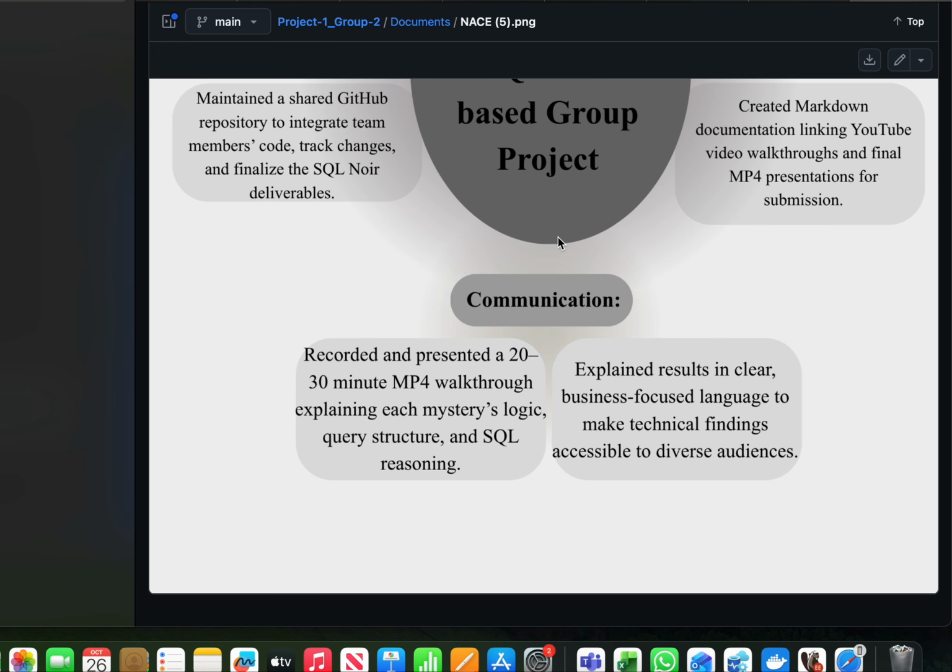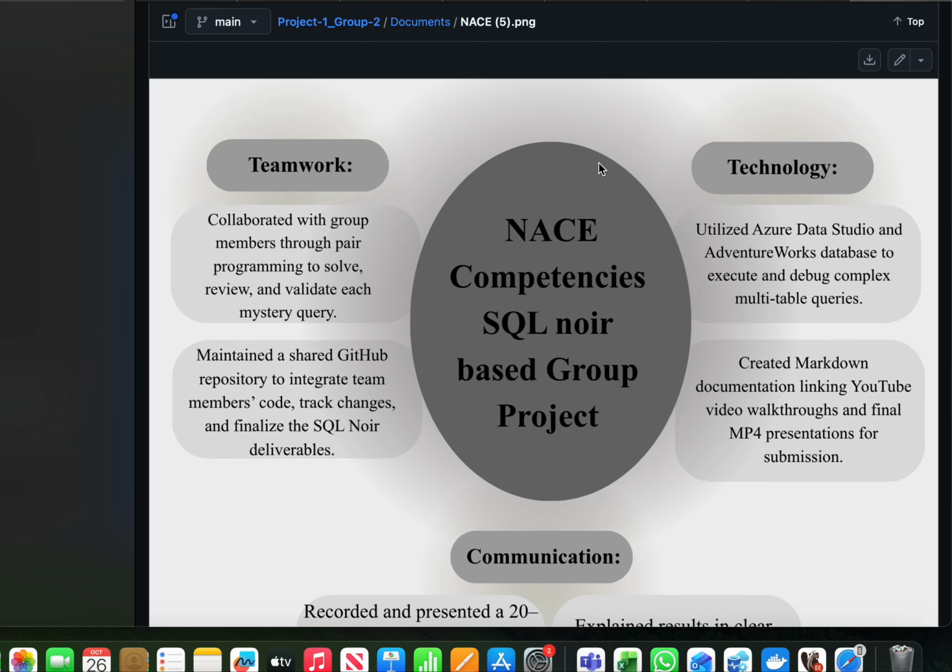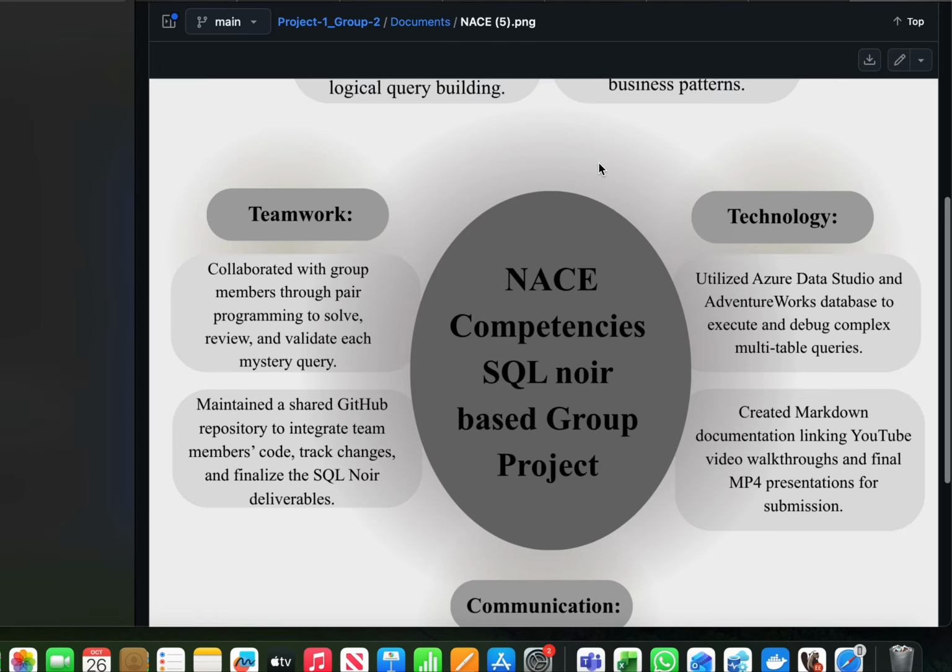Okay. Overall, this project helped me grow both technically and professionally. I improved my ability to think critically through data problems, apply SQL to real world questions, use professional tools like Azure Data Studio, DBeaver for getting the results, just for executing the queries, and GitHub, collaborate effectively with others, and communicate my findings clearly.